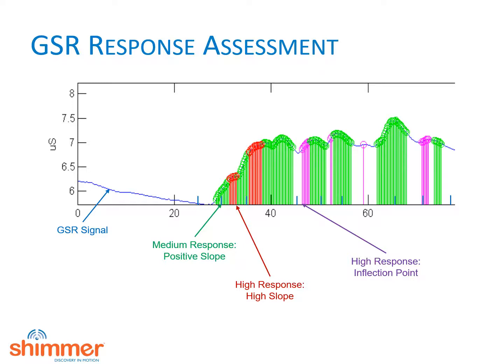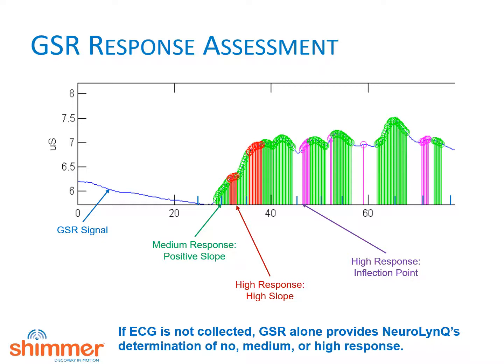We believe these metrics capture what is actually happening. Although there is a slight lag for the high slope criteria to kick in, essentially every event was captured and the inflection point caught the move quite quickly. This graph is highly representative of literally hundreds of signals that we've reviewed when establishing these metrics. The metrics appear to do a really good job of capturing movements in GSR and identifying high and medium responses. If ECG is not collected, NeuroLynQ will use these classifications as its final result.